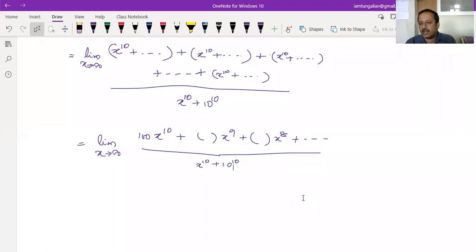I am only interested in knowing the x¹⁰ terms. Only I'm looking at them, not at x⁹, x⁸, etc. They are irrelevant now because it is a polynomial of degree 10. When both are polynomials of the same degree, the value of that limit is equal to the coefficient of the highest power of x in the numerator divided by the coefficient of the highest power of x in the denominator. In the numerator it is 100, in the denominator it is 1. So the answer is 100.